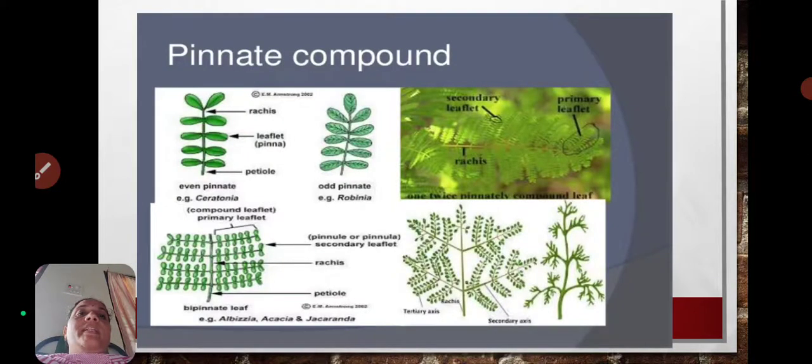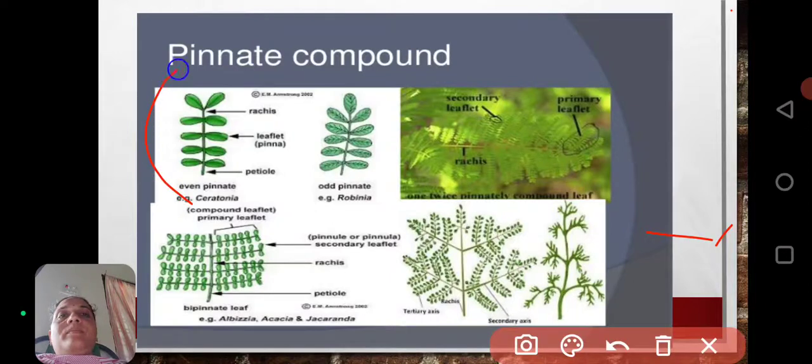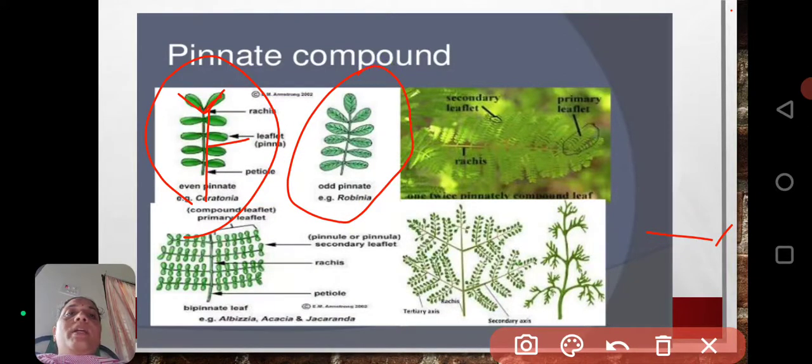So here pinnate compound leaves are there. What is this an example of? Ceratonia. So this is the rachis and the leaflets are there, ending with an even number of leaflets. This is paripinnate, and this example, Robinia, ends with one odd leaflet. So this is imparipinnate.